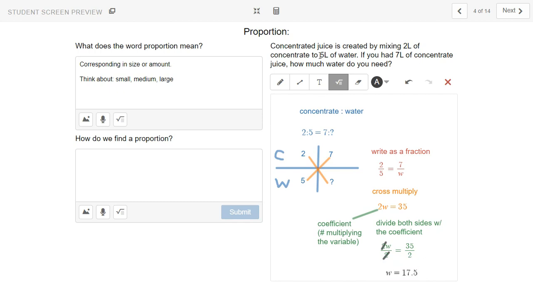So that answers our question now. How much water do we need? We need 17.5 liters of water.